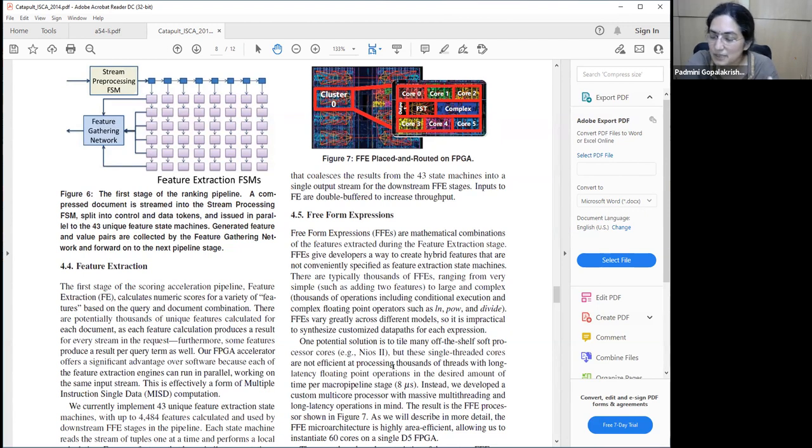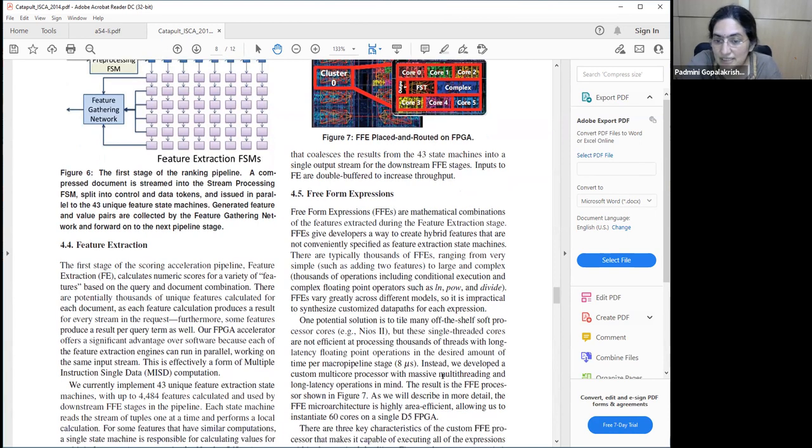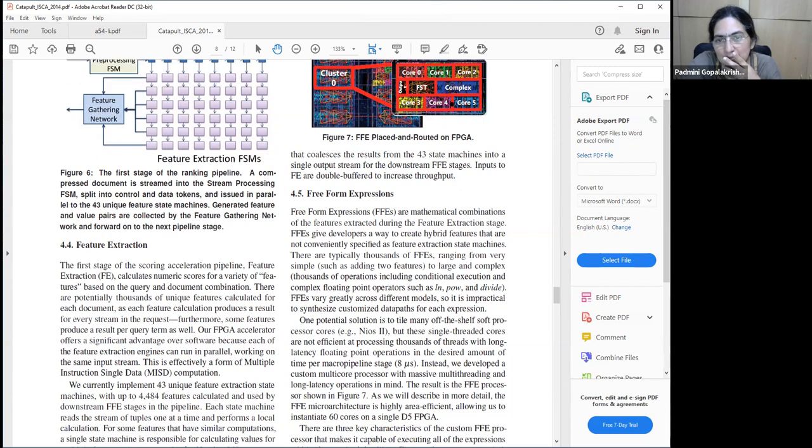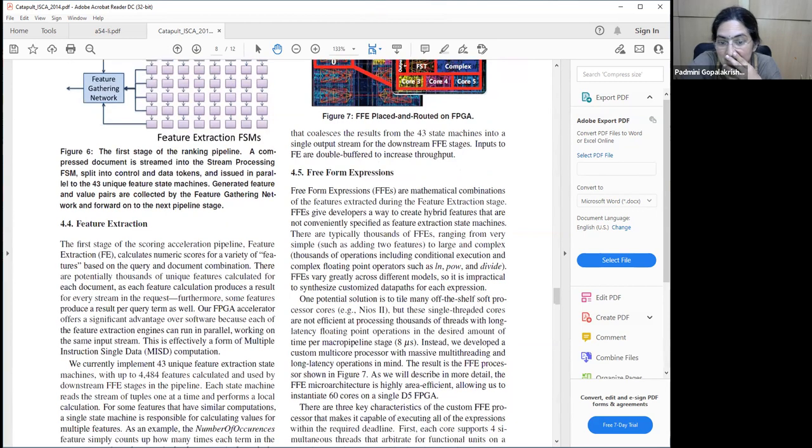Right? And this requirement for multi-threading comes from their software stack as well. So instead of using a single threaded processor and tiling, right, because you would not be able to achieve the kind of performance that you want, they have actually developed a custom multi-core processor. Right? And the result here is shown in this figure 7. Right? So it's a very area efficient multi-core processor, and it is optimized to do floating point operations.